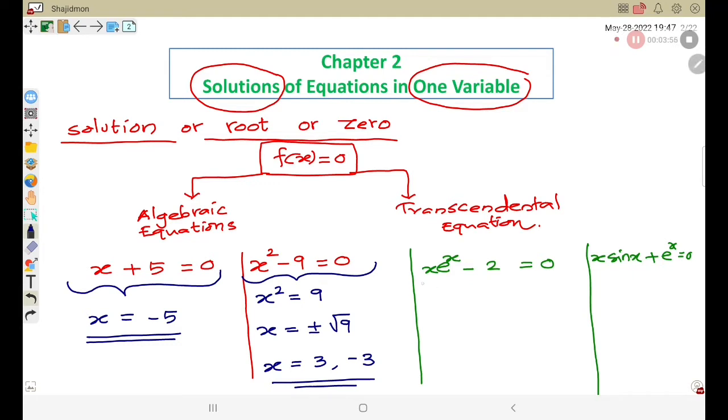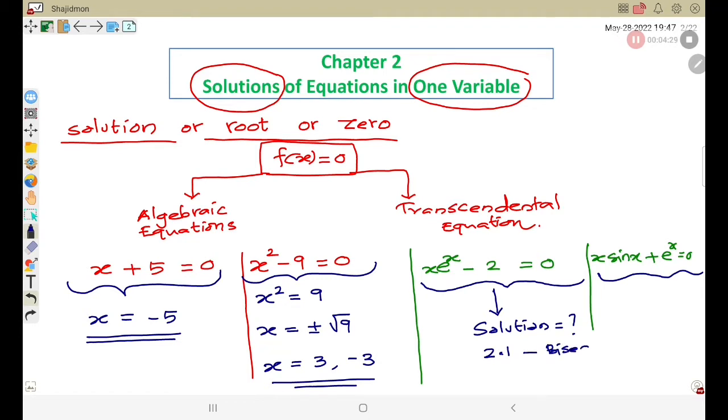Now when we go to a transcendental equation, finding the solution is not easy. How to find the solution of an equation like this? It is not as easy as an algebraic equation. So we need to study how to find the solution of this type of equation by using two methods. One is the bisection method and the second one is Newton's method. In the first section we are studying the bisection method.